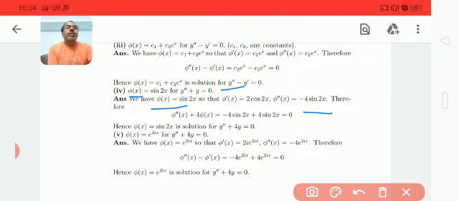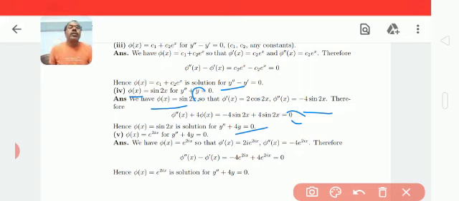and phi. You will get phi second derivative plus 4 times, here this differential equation should be 4y, so 4 into phi x is equal to, so that comes out to be 0, and therefore this phi of x equal to sine 2x is a solution of this differential equation.